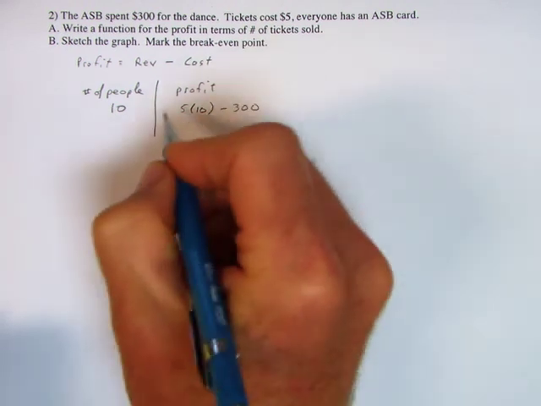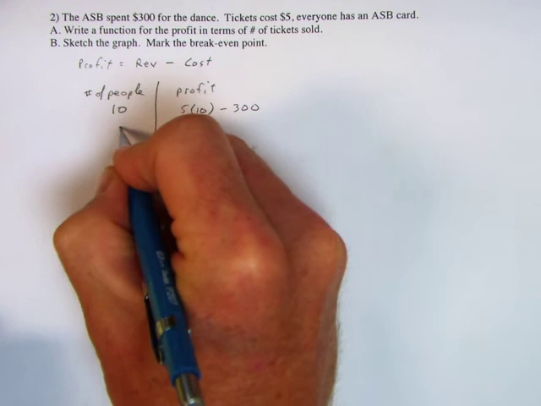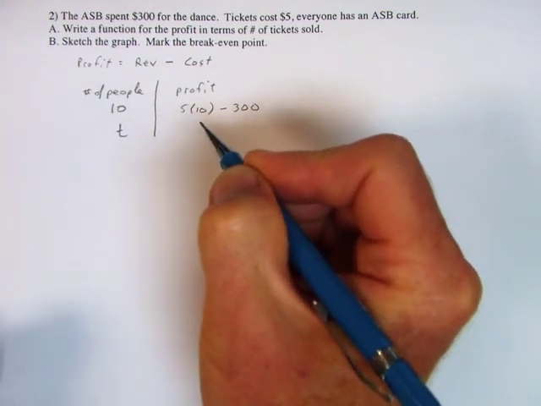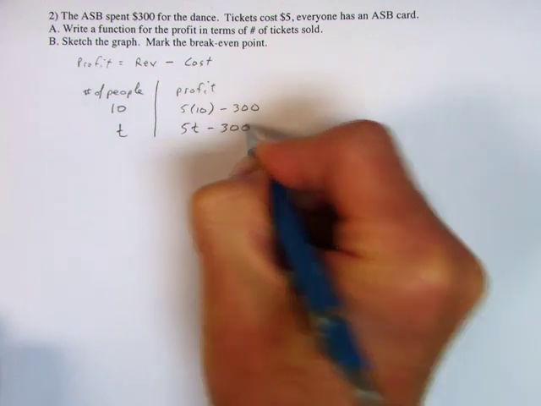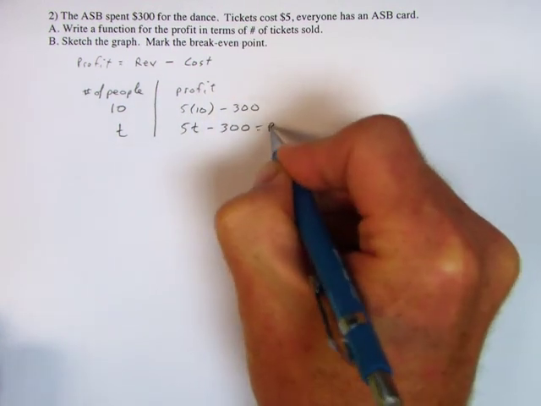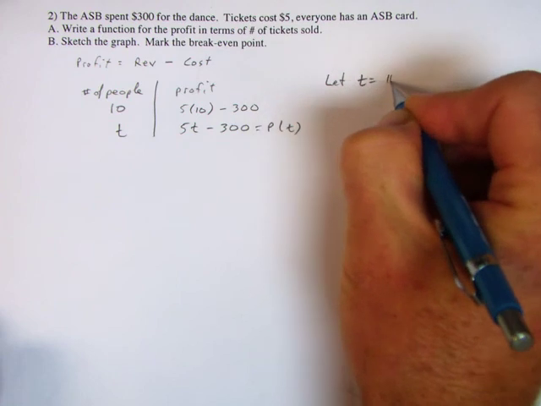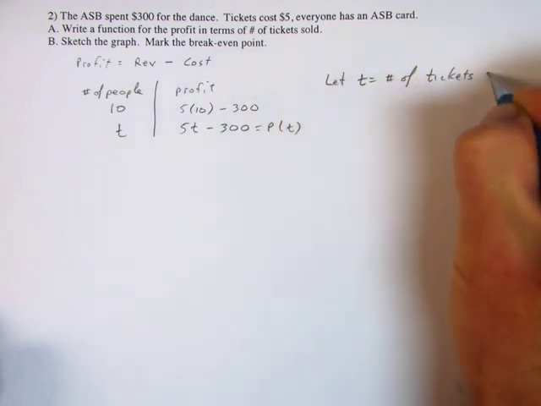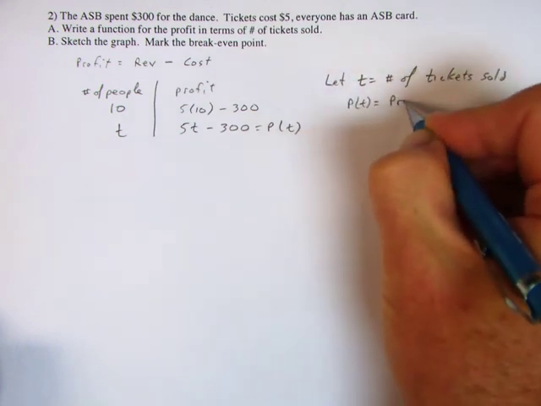Based on our last work, this is probably enough to show what to do. We could plug in 100 and see what would happen there. If we use t for the number of tickets, we could say 5t minus 300 will equal p of t. So let's define those variables. Let t equal the number of tickets sold, and then p of t would be our profit.